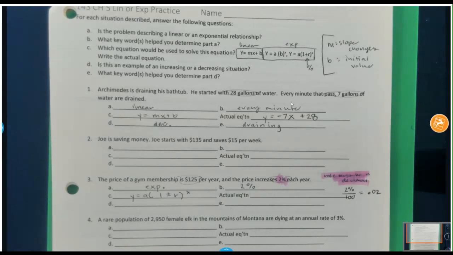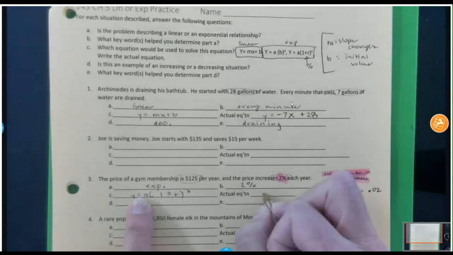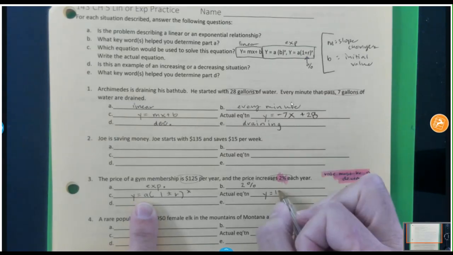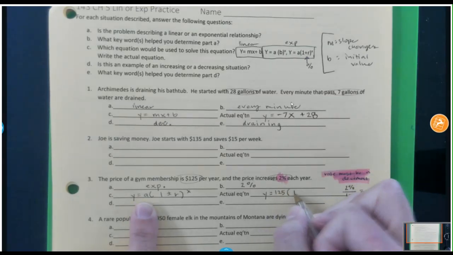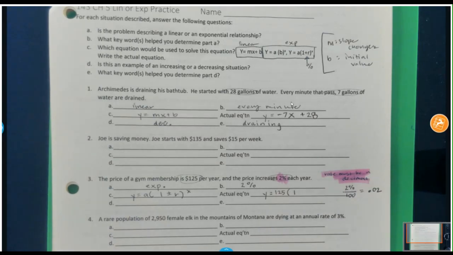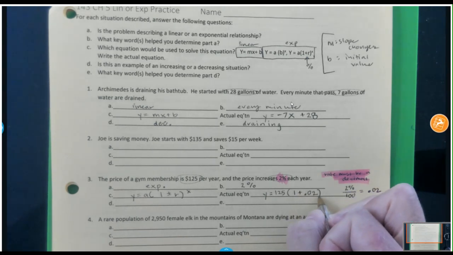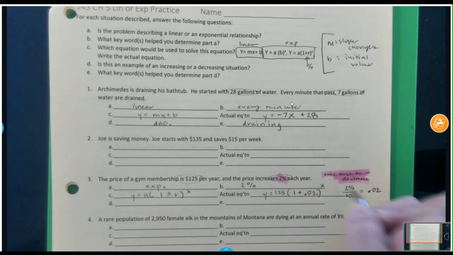All right, so we've got our little formula, y equals a, so we're going to plug in for A. A is your starting amount. How much did your gym membership start out costing you? 125, so that goes here. And then you have to decide if you're going to put a plus here or a minus here, and you use the reading. So, are we going to be adding to that or subtracting? Adding, because it says increases. So put a plus. We know our rate is 0.02, so make sure you put that correctly, and then raise it to the power of x.